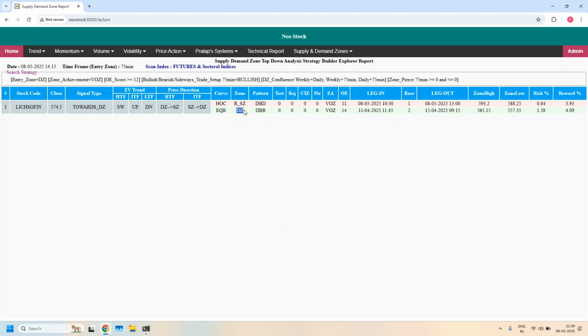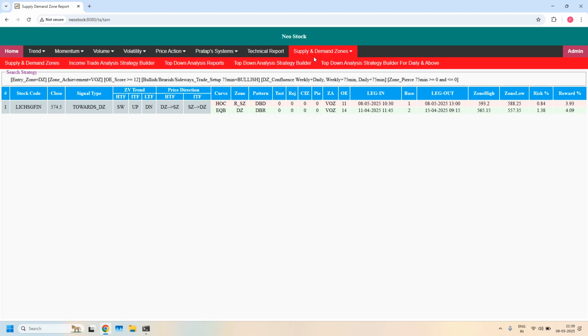This daily demand zone overlapped with weekly, both together, this 75 minutes demand zone overlapped with the daily, both together overlapped with weekly. But weekly trend is sideways, so EMA confluence we don't filter. It won't give any advantage. So this is bullish trade setup for weekly income trade. Next, bearish trade setup for weekly income trade.